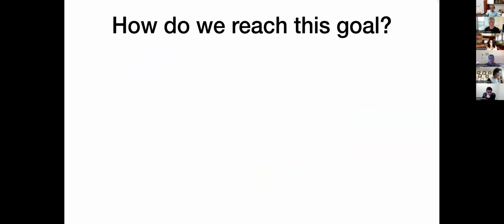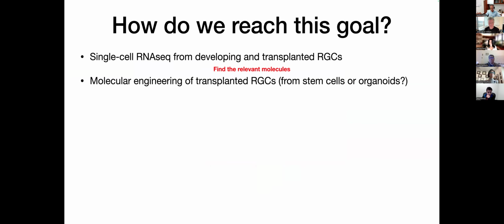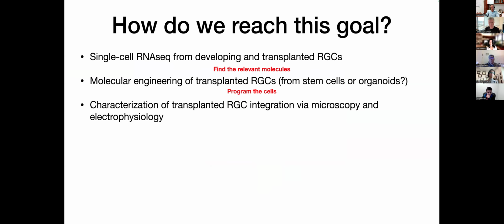So, how are some of the ways we can reach this? Sure, there's a lot of single cell RNA-seq we can do and learn about the molecules that are important in this. This is not my expertise, a lot of you are doing this. There's a lot to do here. This is molecular engineering of transplanted ganglion cells, stem cells, and organoids. I know we have experts here to try to program the cells. There's characterization of these transplanted ganglion cells, but I'd urge people not to just do microscopy, but to also do electrophysiology on them and see if they even have any light responses or correct intrinsic properties at all.